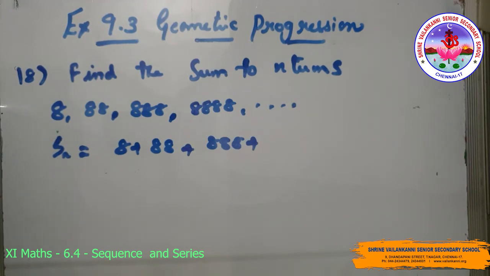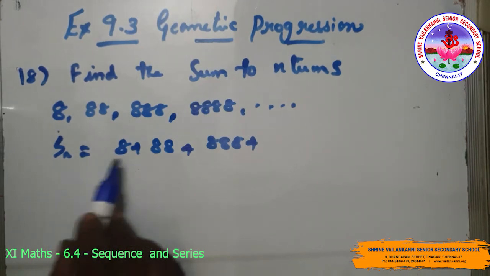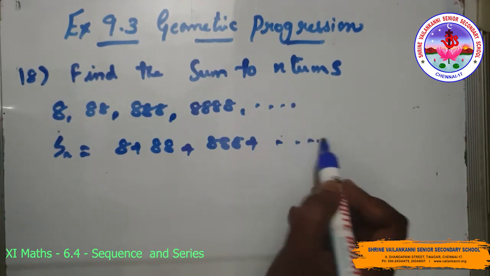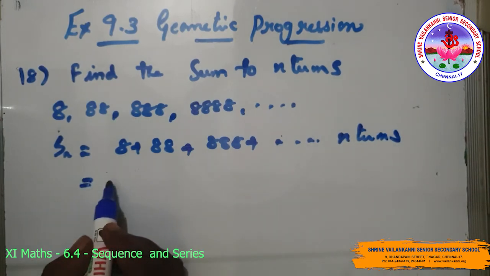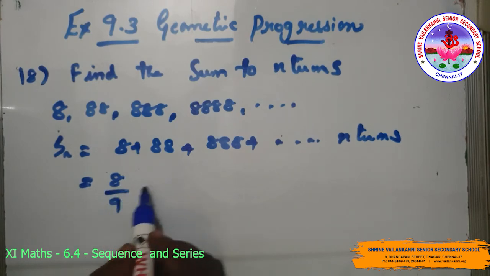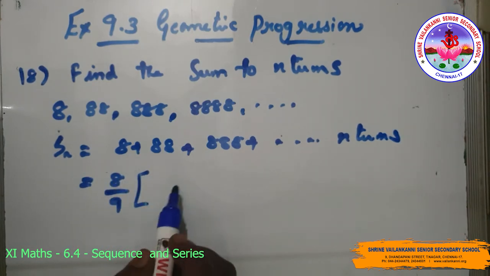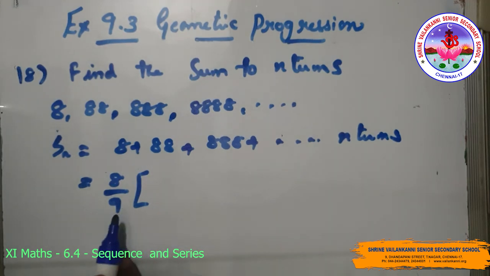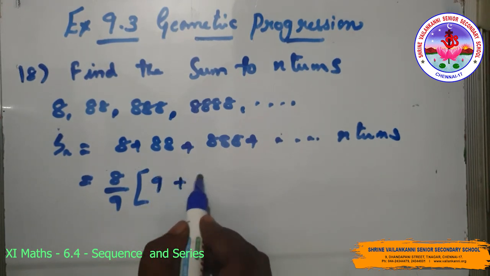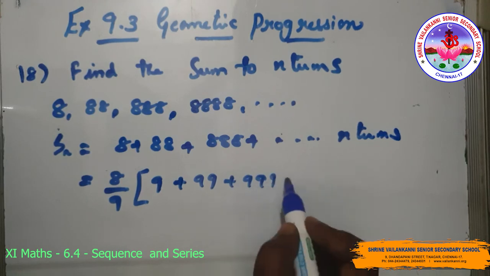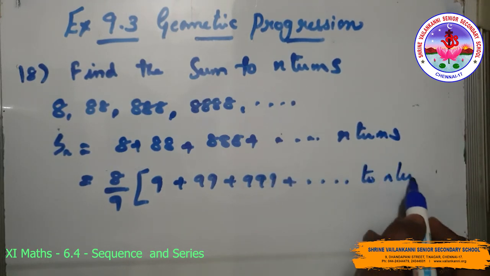18th question: find the sum to n terms of the sequence 8, 88, 888, etc. So the given sequence is not a GP. We can change this to a GP by writing the terms as Sn equal to 8 plus 88 plus 888 etc. till n terms, which is equal to 8 by 9. So taking 8 common, multiply and divide by 9. So it will become 9 plus 99 plus 999 etc. till n terms.